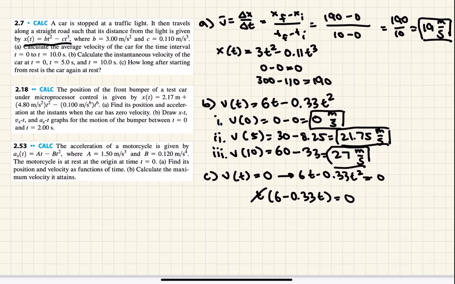Second is 6 minus 0.33 t equals 0. And so you just solve for t. You're going to get t is equal to 18.18 seconds. And so that's how long it takes for the car to reach rest again. All right.